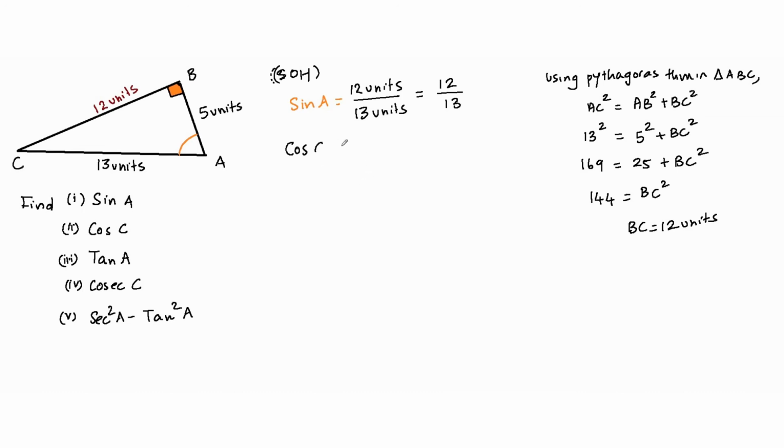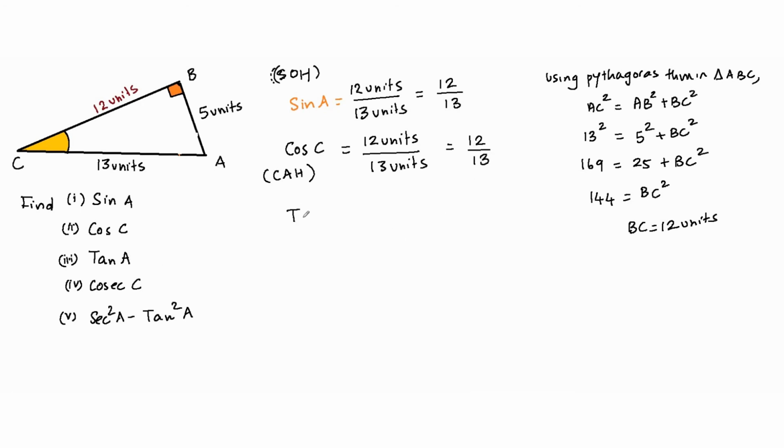Now let us find cos C. So now which is the angle of reference? It is not A anymore. We are finding cos C, which means angle C is the angle of reference. So with respect to angle C, what is the definition of cos? Cos is given by adjacent upon hypotenuse. With respect to angle C, 12 units is the adjacent. So it is 12 units divided by the hypotenuse, which is 13 units. Again, remember that cos was CAH, that is adjacent upon hypotenuse. So this ratio is 12 upon 13.